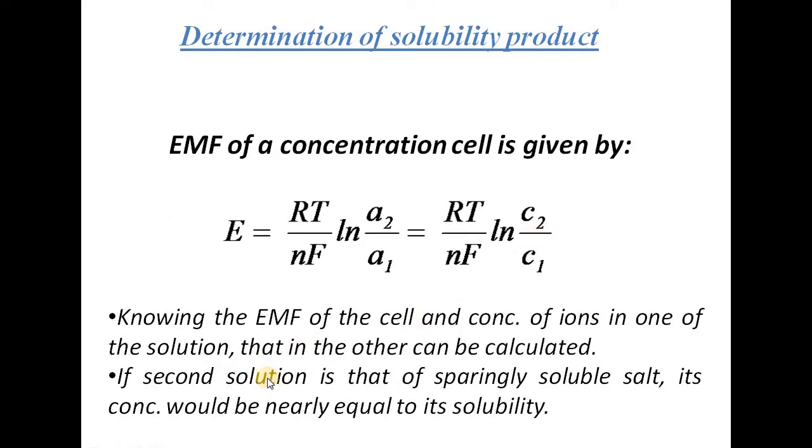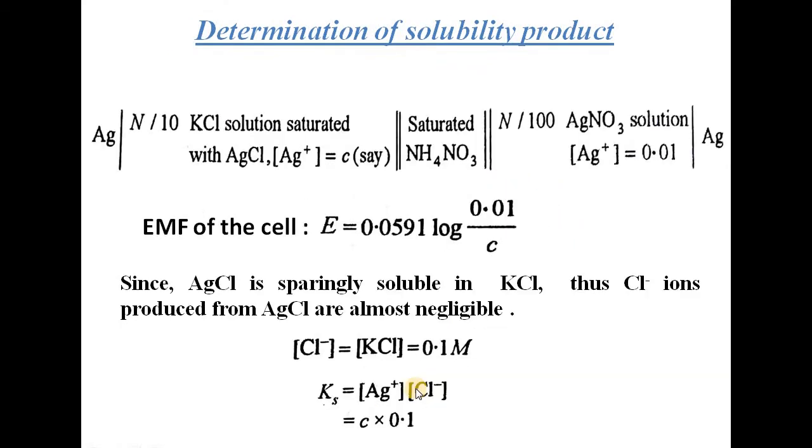Now, if the second solution is that of a sparingly soluble salt, we can write here C2 is equal to the solubility of that salt. If the second solution is that of a sparingly soluble salt, its concentration would be nearly equal to its solubility. So in this way we can find out the solubility of that salt.